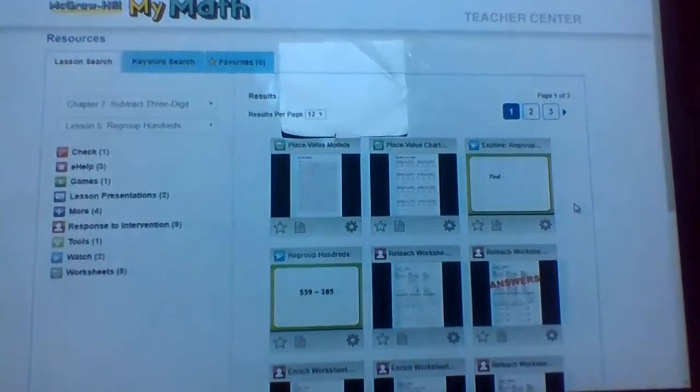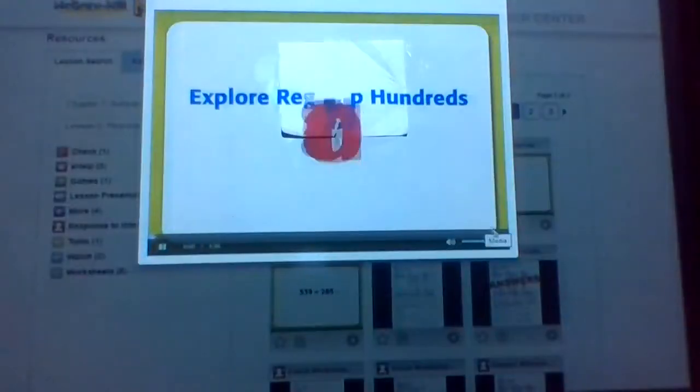Right, so here we are at lesson 5, chapter 7. We're going to regroup hundreds, and I have a couple videos here that I want to show you. Explore regroup hundreds. We are going to find 332 minus 150.